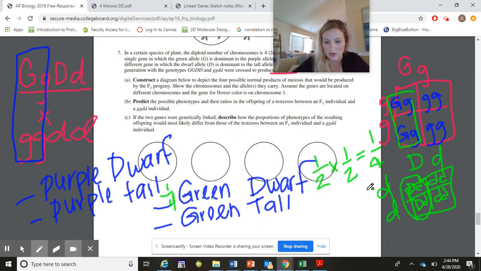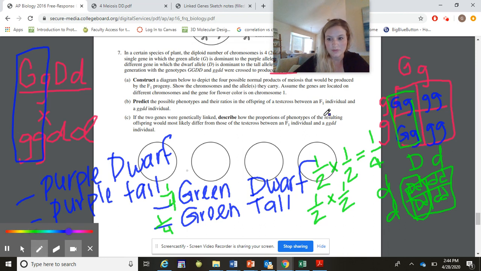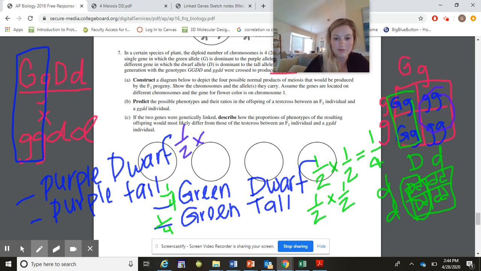All right, green and tall. Again, the probability of green was 1/2. Tall, the probability is over here, the 2 lowercase d's is also 1/2. So our probability of that being is also 1/4. Purple and dwarf is going to be 1/2 times 1/2. And that's going to be 1/4. And you can probably see that purple and tall is also going to end up being 1/2 times 1/2, which gives us 1/4. So all of them have the same probability.